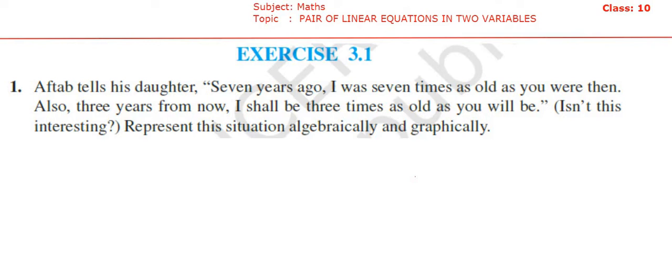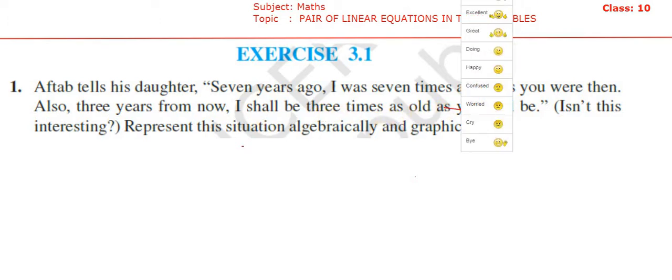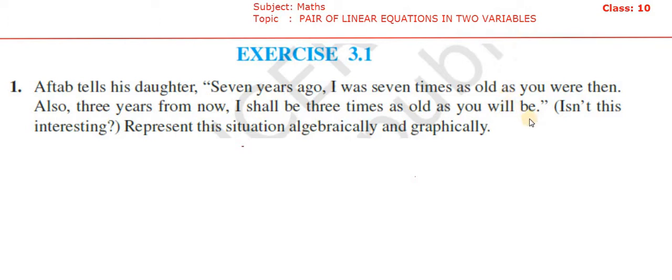In this Exercise 3.1, this is the first question: Aftab tells his daughter, "7 years ago, I was 7 times as old as you were. Then also 3 years from now, I shall be 3 times as old as you will be." Is not this interesting? Represent this situation algebraically and graphically.